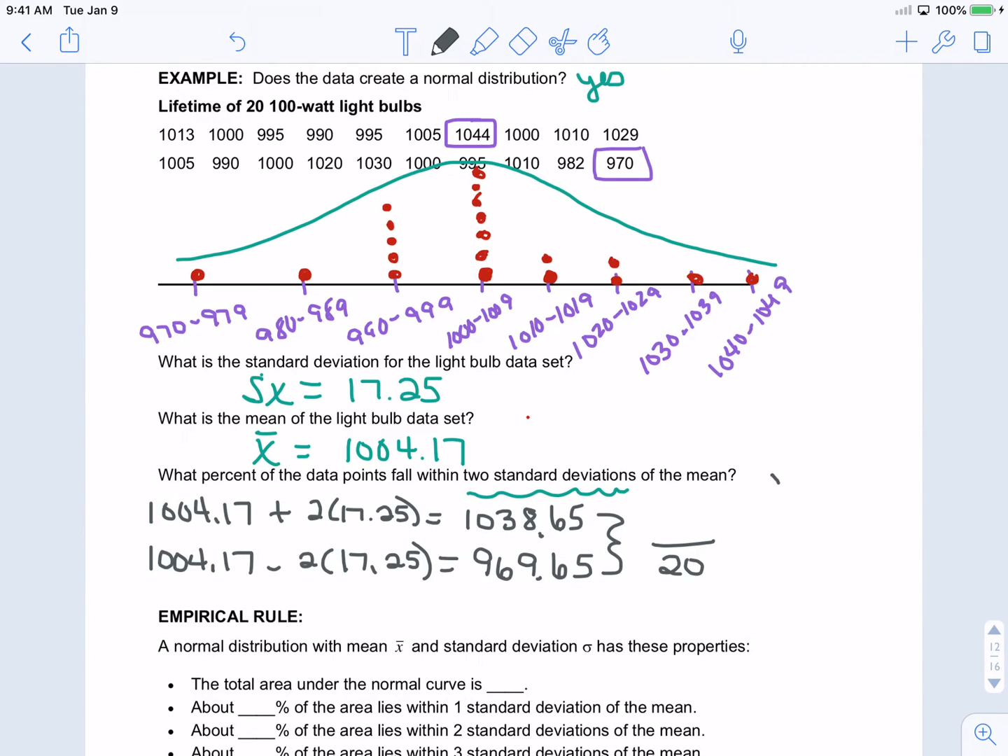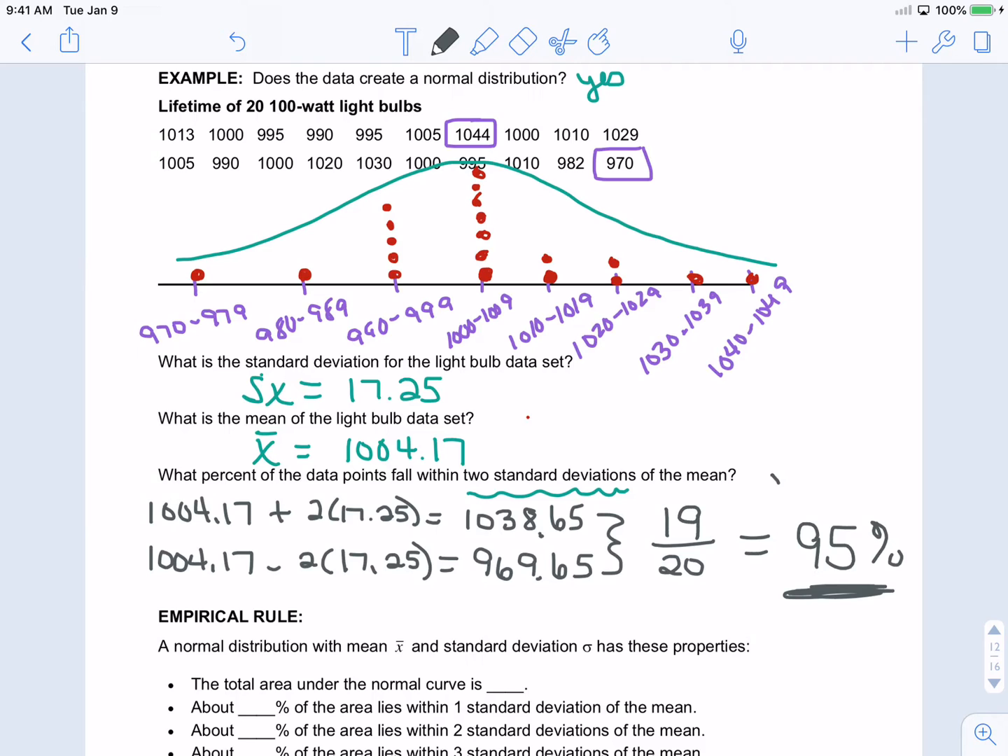And if I count through all of them and look at them, 1044 is not within those 2 numbers, but that is the only one. All of the other ones are between the values. So it says, what percent of data points lie within 2 standard deviations? Well, 19 out of the 20 of them lie within 2 standard deviations. 19 out of 20 is 95%. So 95% of the data would be within 2 standard deviations of the mean, 2 standard deviations from the middle.